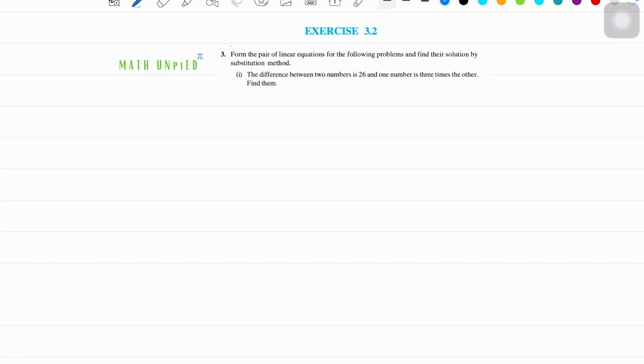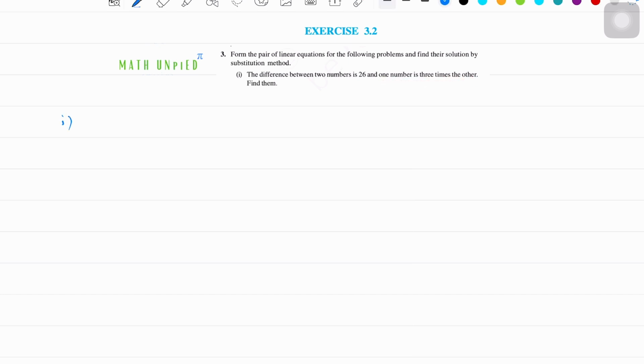Now let us move on to the third problem. Form the pair of linear equations for the following problems and find their solution by substitution method. And there are 6 substitutions in this. Let's do the first one. First one is: difference between two numbers is 26 and one number is 3 times the other. Find them. So we can start like this.